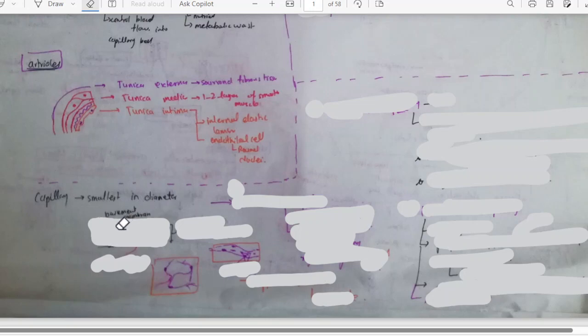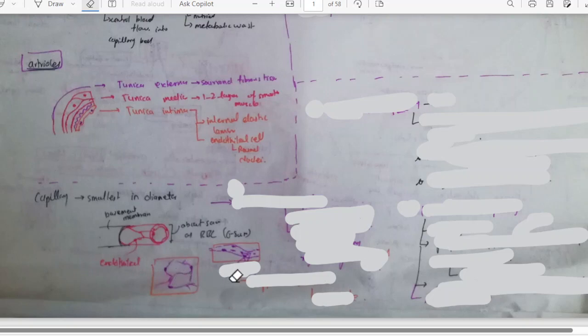The second thing is actually this is the capillary, and this is the basement membrane. The diameter is about the same as the RBC diameter, as you can see. The next thing is the endothelial cell, which is present here. Now if you enlarge this area, there is a pericyte. The pericyte is actually a supportive structure.